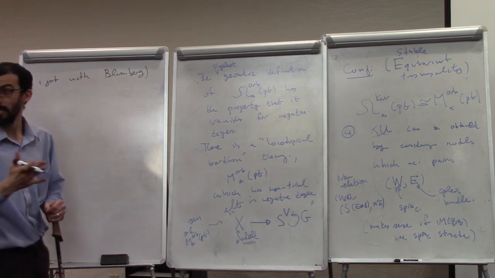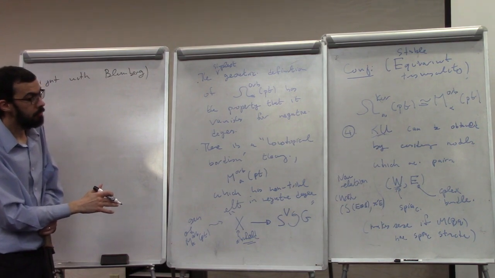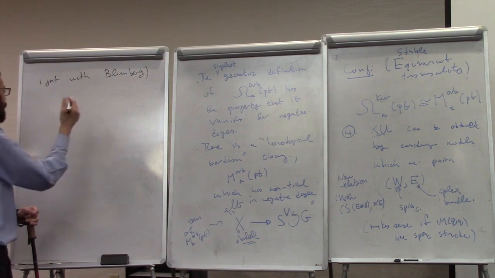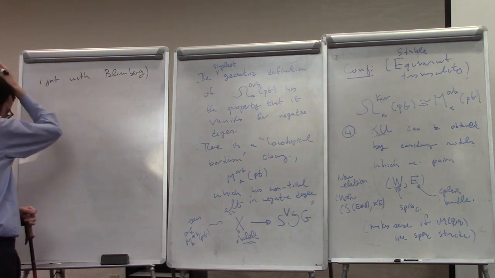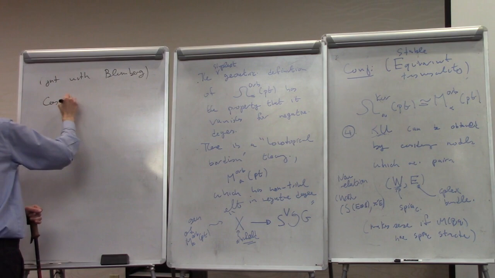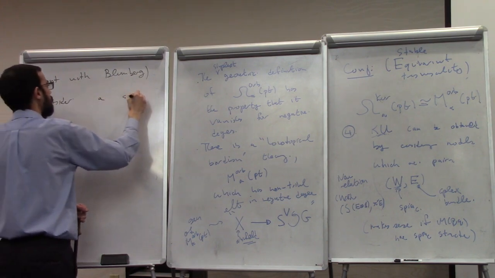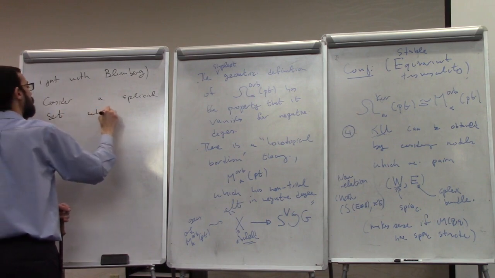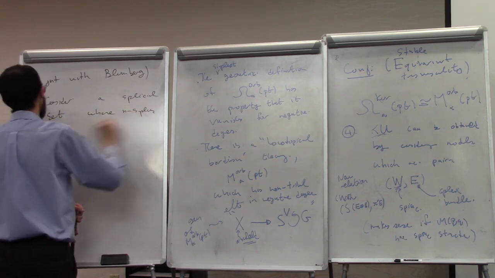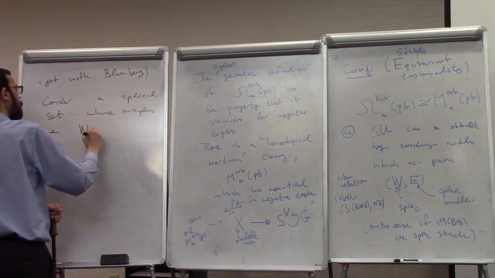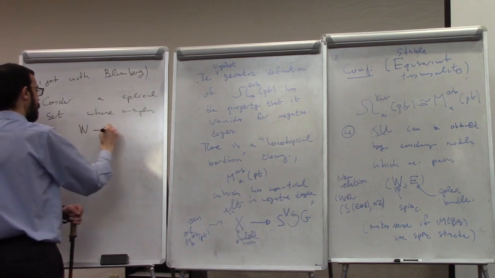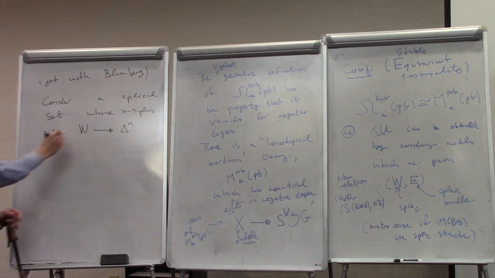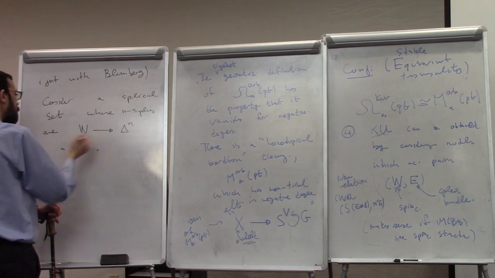So step back for a second. So I have 5 minutes. So what can I say? So let's consider a simplicial set whose n simplices are W over delta n. Okay? Where what is this? This is a flow module.